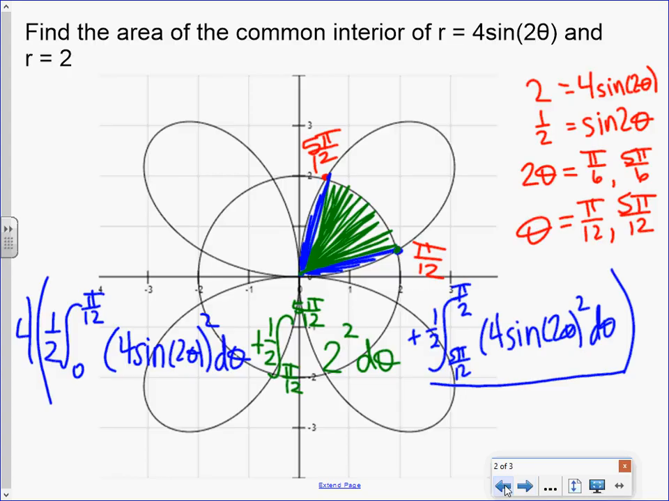Where's the pi over 2? Right, this pi over 2 right here. It is a pi over 2, because we're doing this area and then we get to the point where that pedal is done. And that pedal goes from 0 to pi over 2. We don't do that one. Okay. Set it up.